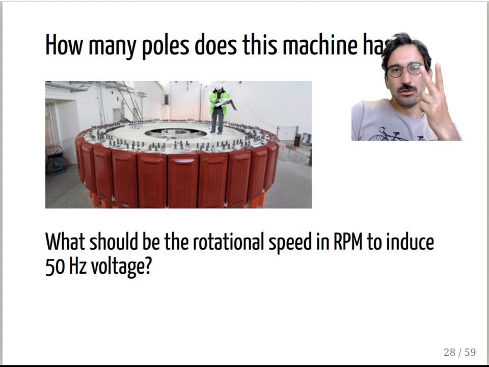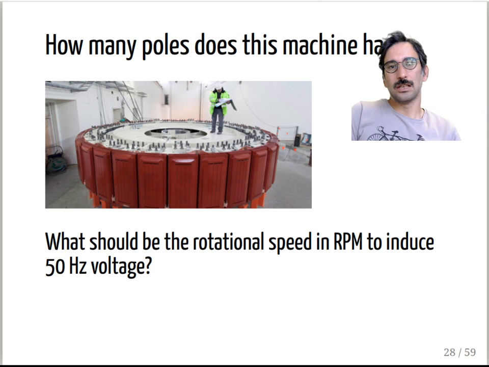So if it were a 2 pole machine, in order to generate a 50 Hertz electrical voltage, I need to rotate the rotor 50 times a second, or in other words 50 times 60, I need to rotate 3000 revolutions per minute if it were a 2 pole machine. But this machine has 24 poles, so actually there's a ratio of half of that value for pole pairs, so it is 12. If you divide 3000 by 12, that makes 250 RPM.